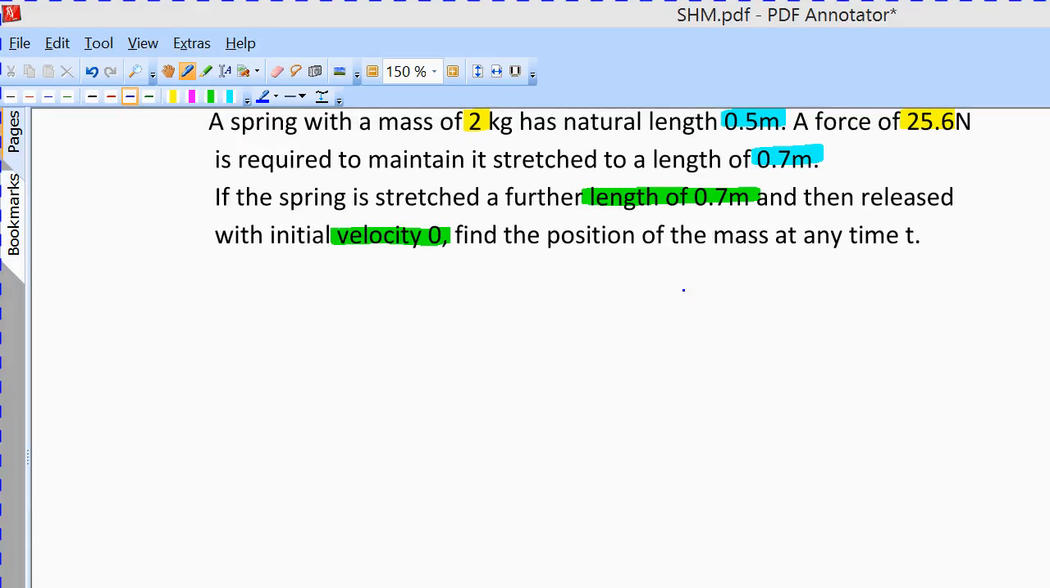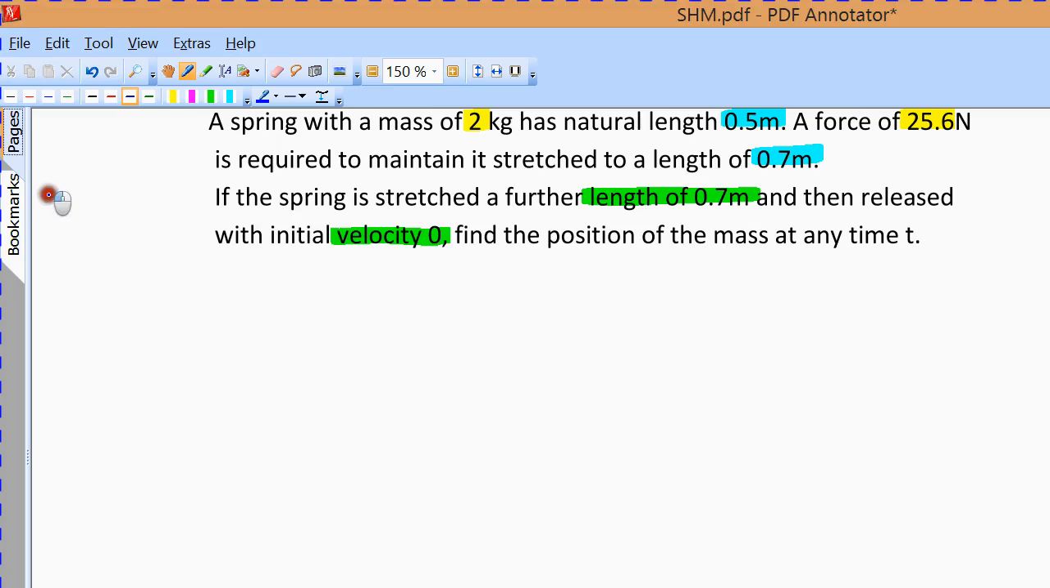A spring with a mass of 2 kilograms has a natural length of 0.5 meters. A force of 25.6 newtons is required to maintain it stretched to a length of 0.7 meters. So m is equal to 2 and force F is 25.6 newtons. Now from Hooke's law, F is equal to k times s, where s is the stretch.